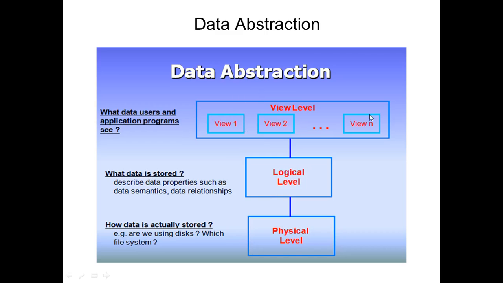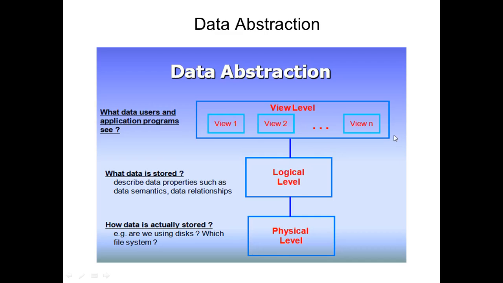And the topmost level is the view level. This is the highest level of abstraction. It describes only part of the database to the user. Now see here, in view level there are multiple views: view 1, view 2, view n. These views are basically created for interacting with the database easily.